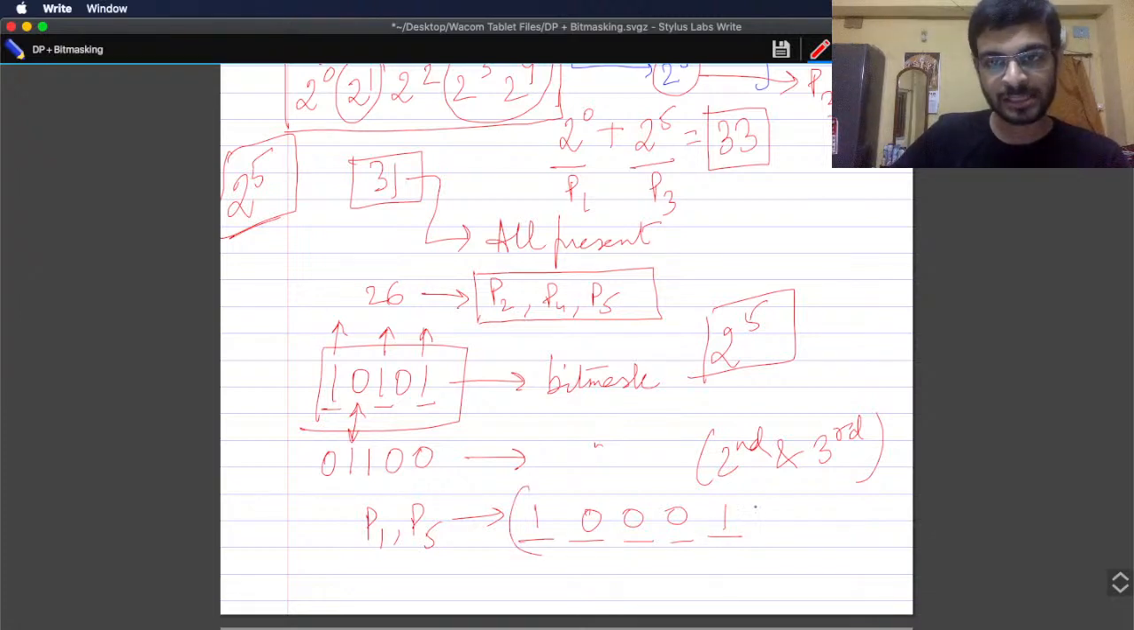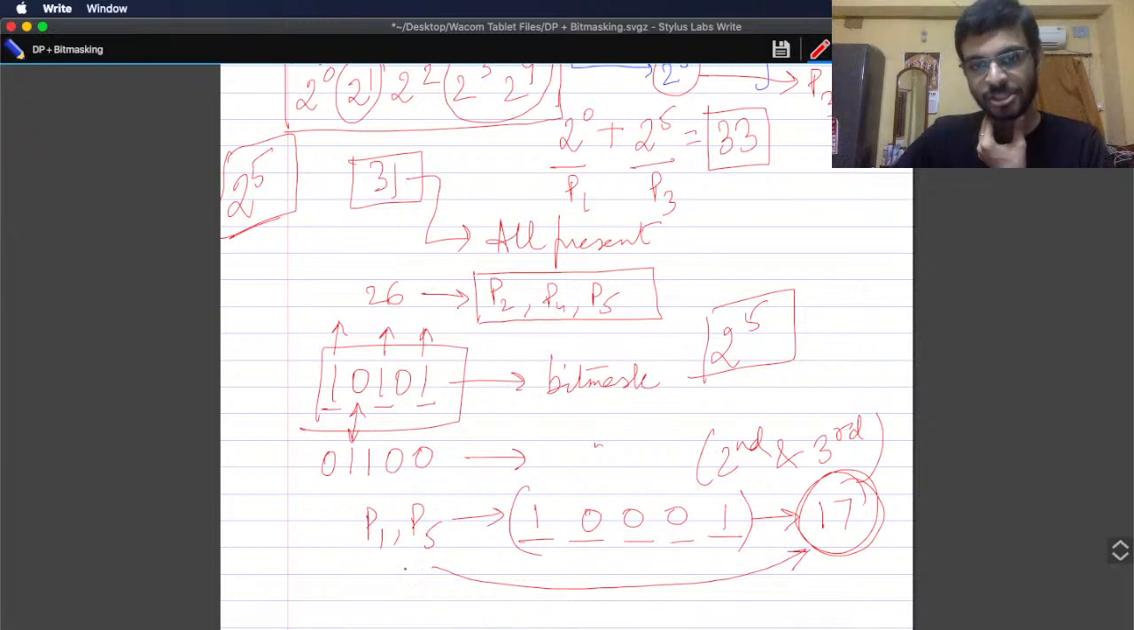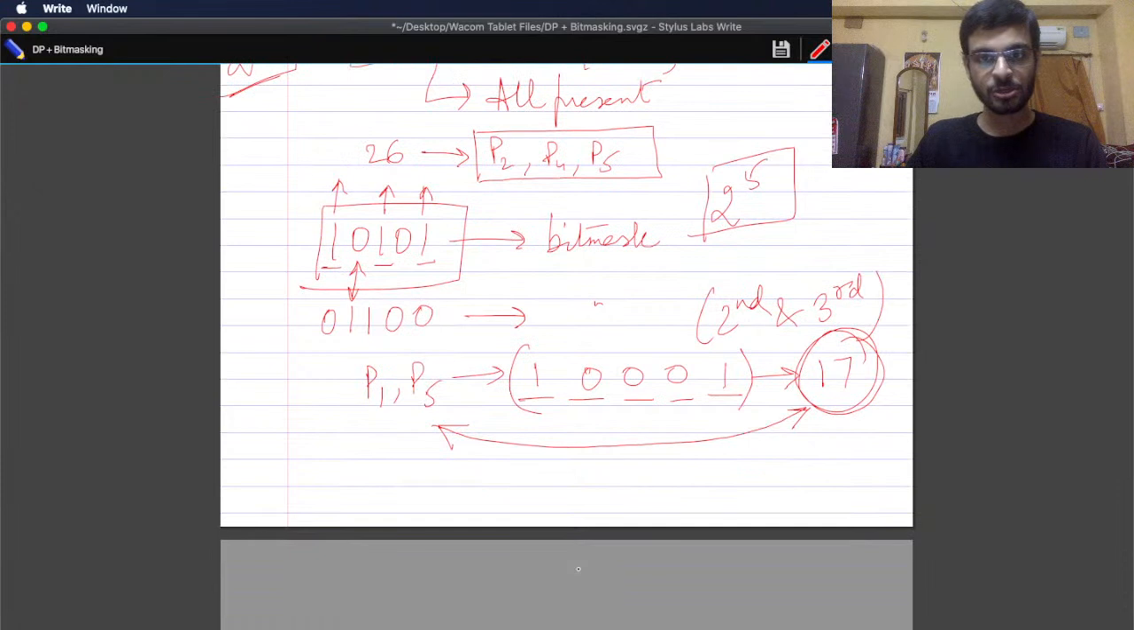This uniquely represents this. And how can I store it? I can simply store it by the decimal representation. I can directly store this as 2 to the power 4 plus 2 to the power 0, which is 17. So when I store 17, there is a one-to-one relationship between the subset I am trying to mean and the bit mask I am representing. Makes sense? So there is a one-to-one relationship.